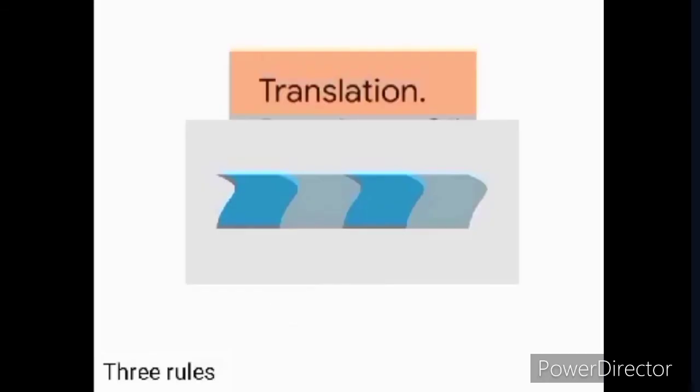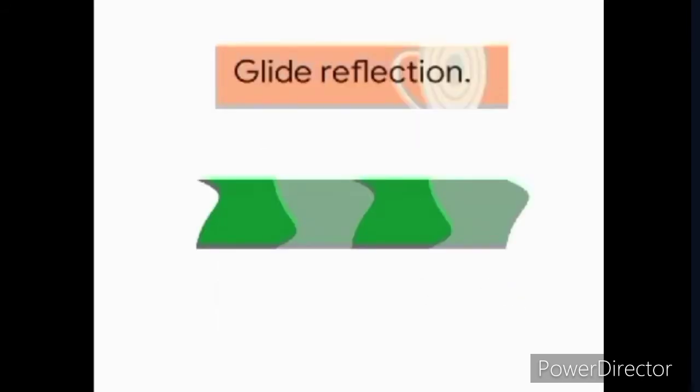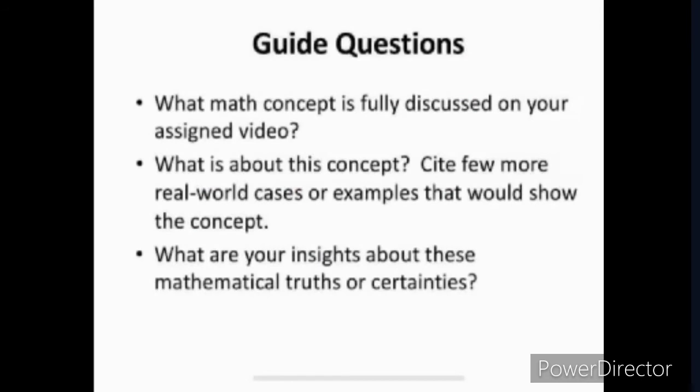Other thing is there are 3 rules of tessellation in mathematics. Number 1 is translation, which is copying the shape to create a tessellation. Other is rotation, which looks like this. Other is glide reflection, which is going to be like this. So we are finished with the first question.